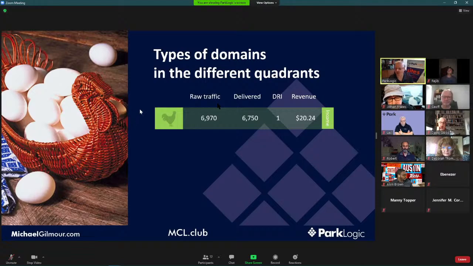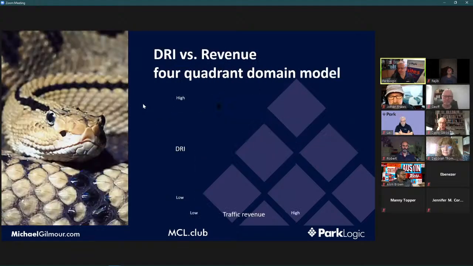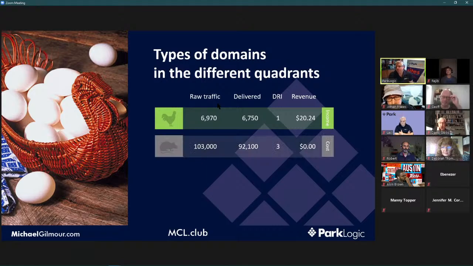So let's take a look at an example of, say, a chicken type domain. My apologies, I slid there, that's better. A chicken type domain may have raw traffic of, say, 7,000 or thereabouts. We delivered about the same number to advertisers. Why? It has a risk score of 1. It's really low risk. It's generating $20 a day in revenue. Fantastic income domain. We want more of those chickens. The rat had 100,000 pieces of traffic. We delivered 92,000, with a really low risk score. But the advertisers, for whatever reason, just don't want this traffic. That's a direct cost for your business. You want to drop those sort of domains.